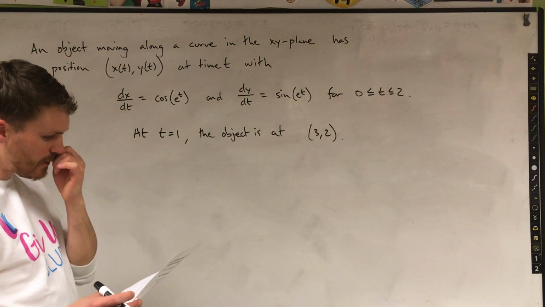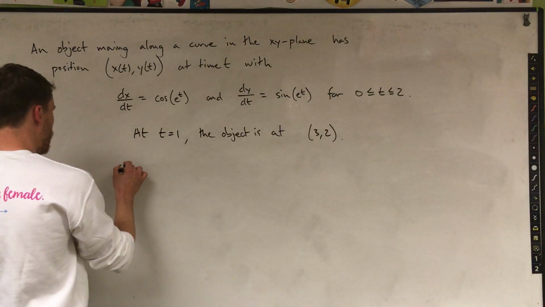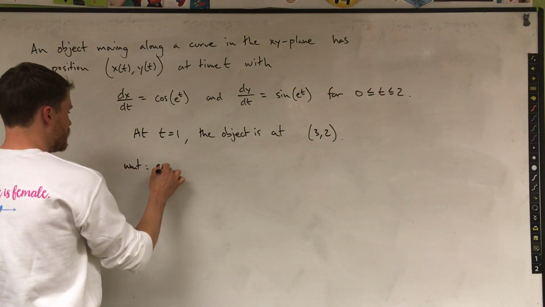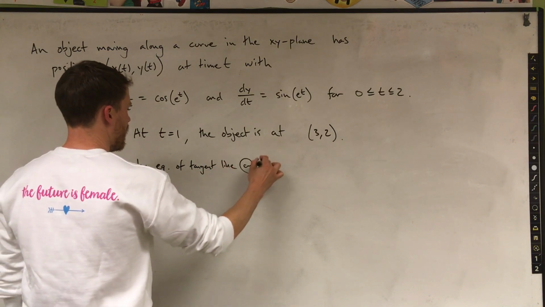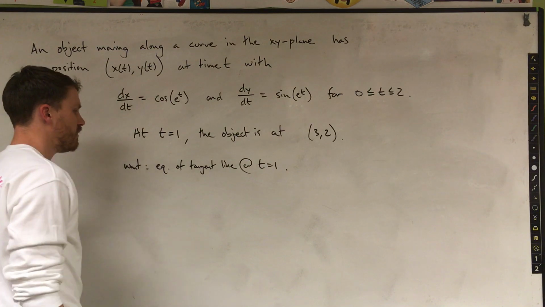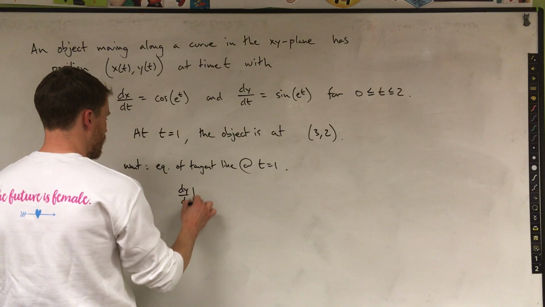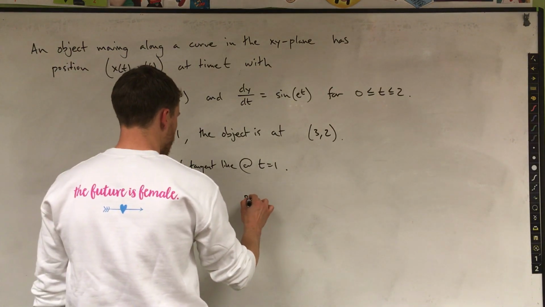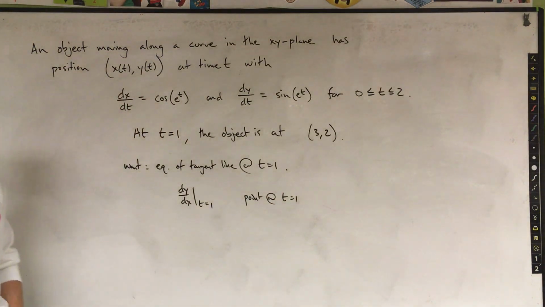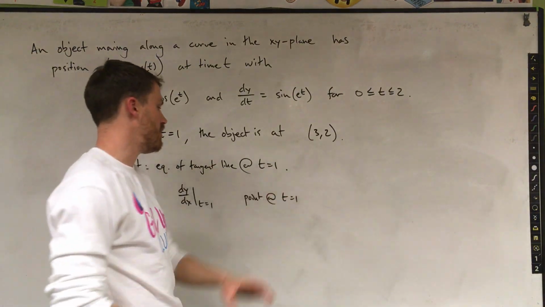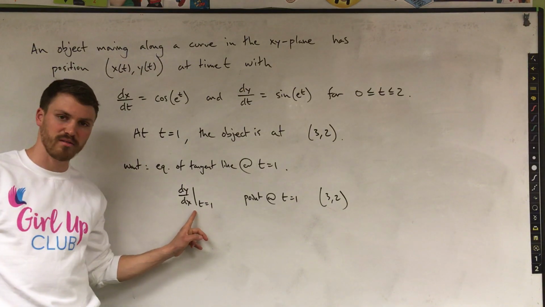So the first question is, find the equation of the tangent line to the curve at the point where t equals 1. So what do I want? I want the equation of the tangent line at t equals 1. How do you find the equation of the tangent line? Well, basically you need dy/dx at t equals 1, and you need a point at t equals 1. Lucky for me, I already have a point at t equals 1. It's (3, 2). So all I really need is dy/dx at t equals 1.